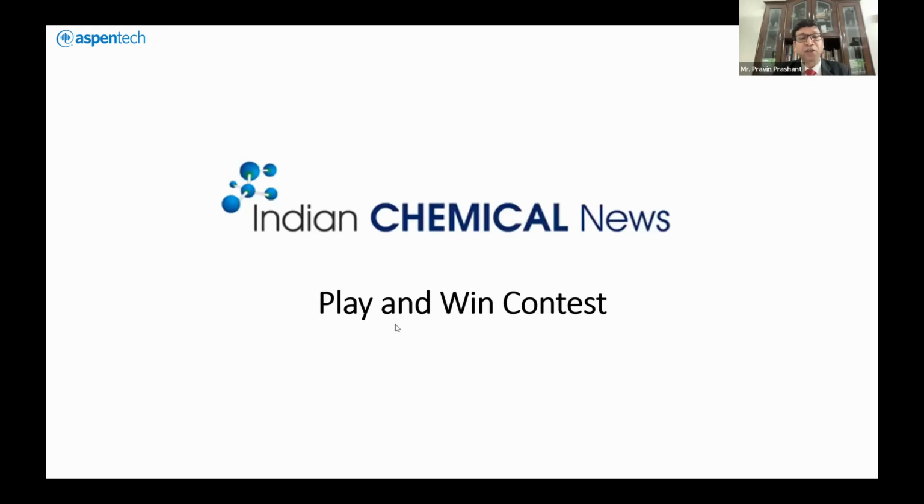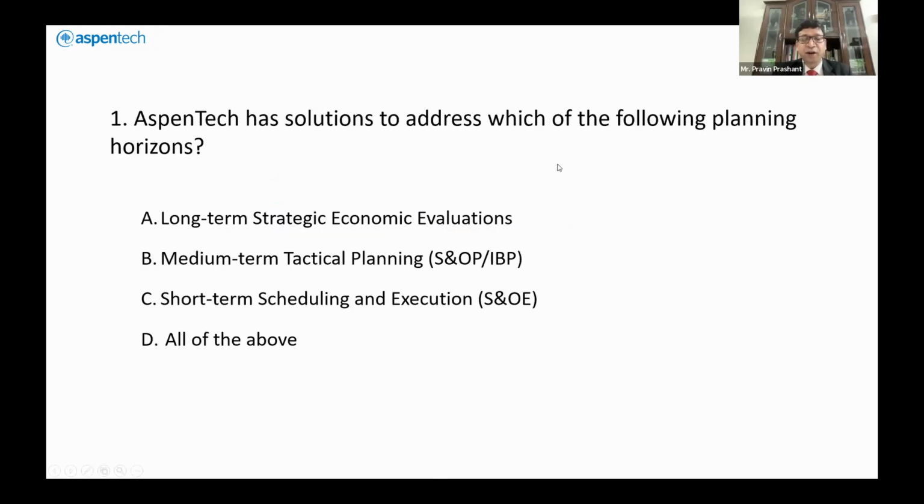So my first question: AspenTech has solutions to address which of the following planning horizons? A, long-term strategic economic evaluations; B, medium-term tactical planning, SNOP, IBP; C, short-term scheduling and execution, SNOE; D, all of the above. So let me then move with the second question.